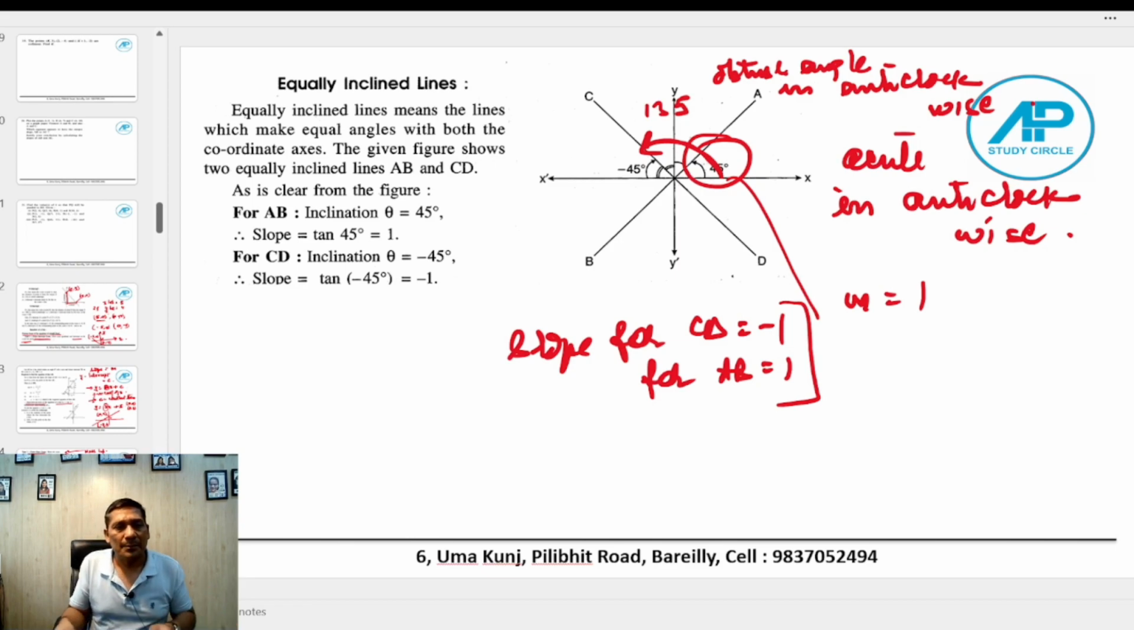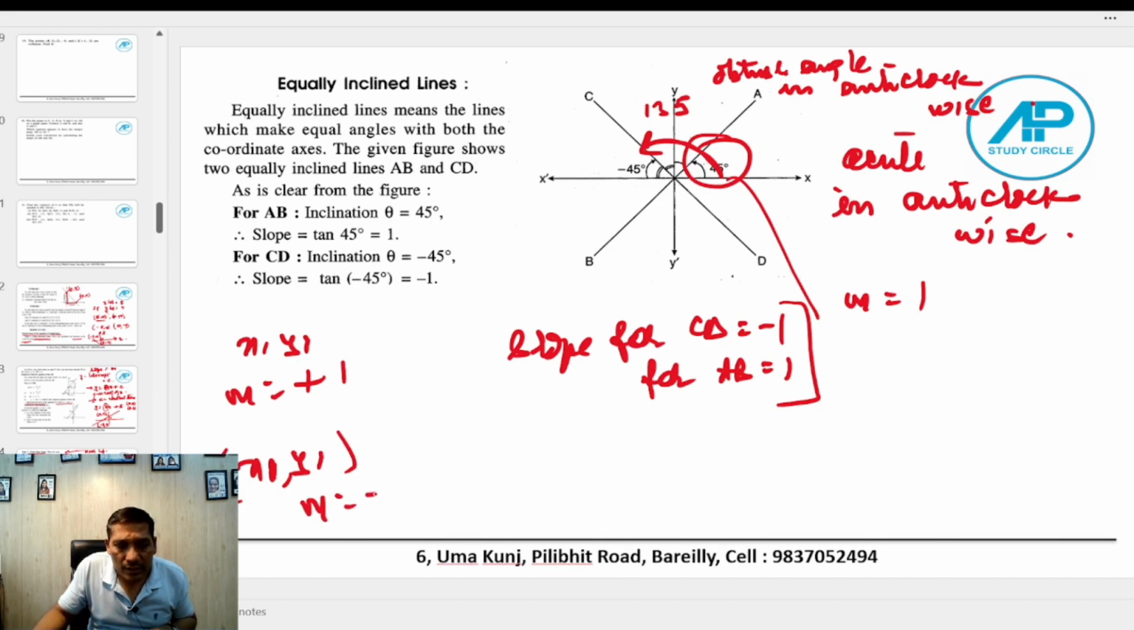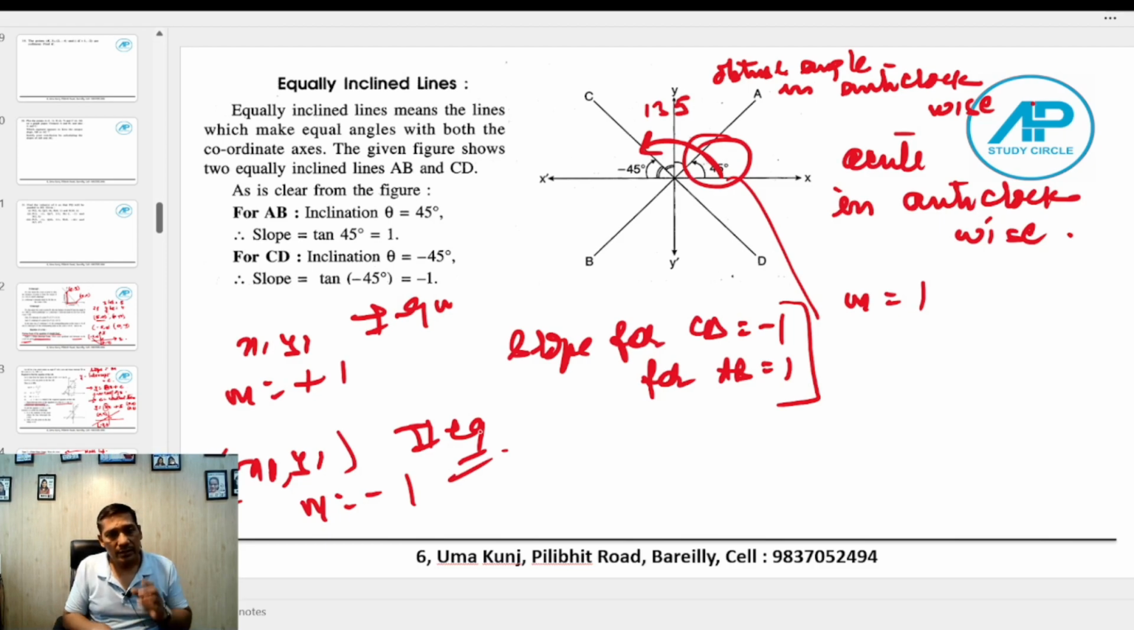तो एक बार तो आप पासिंग पॉइंट लीजिए x1 y1 और एक बार स्लोप लीजिए +1. फिर एक बार दोबारा पासिंग पॉइंट लीजिए x1 y1 एंड स्लोप लीजिए -1. ये आपको फर्स्ट इक्वेशन देगा और ये आपको सेकंड इक्वेशन देगा. आपके पास हमेशा इक्वेशन ऑफ लाइन इस तरीके से आ जाती है, x1 y1 एंड x2 y2 की हेल्प से.